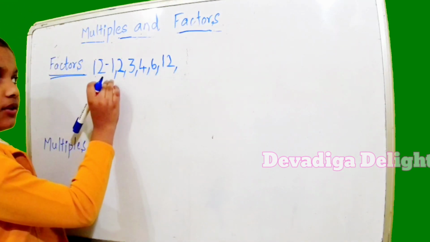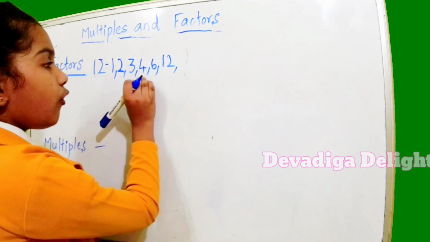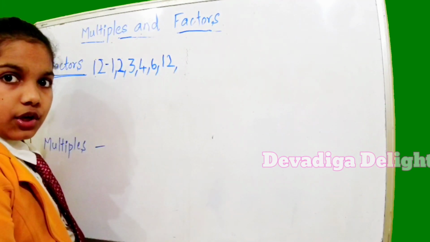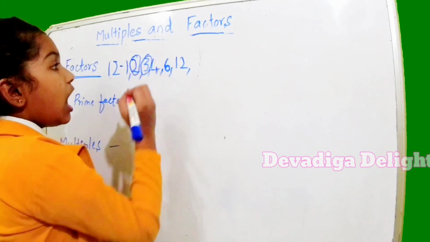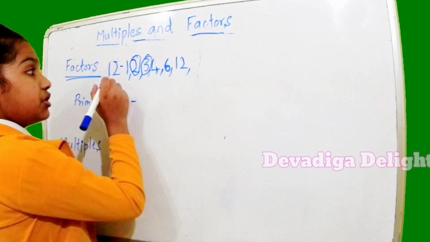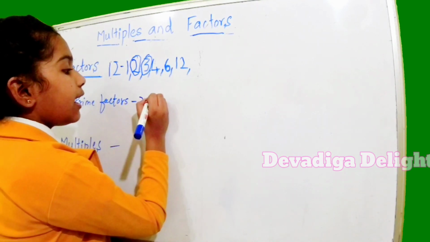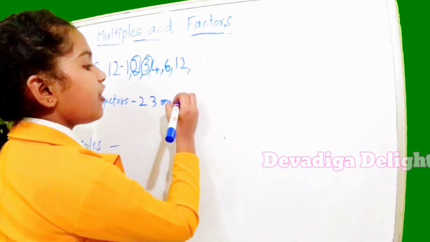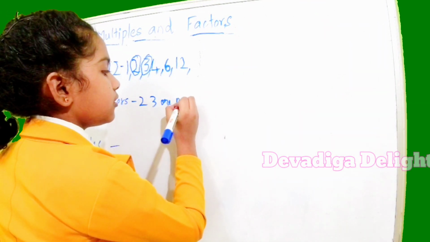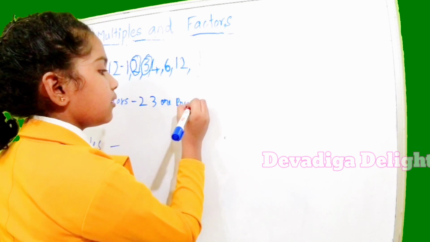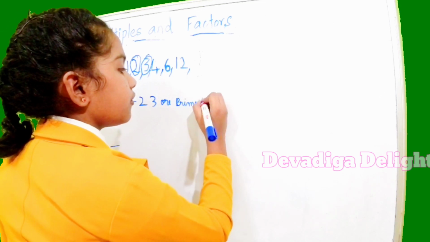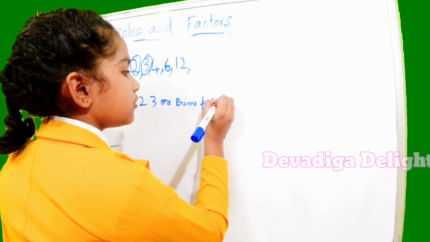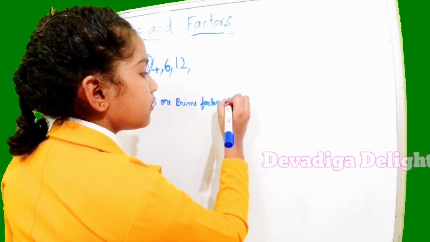So 1, 2, 3, 4, 6 and 12 are the factors of 12. 2 and 3 are prime numbers. So 2 and 3 are prime factors of 12.